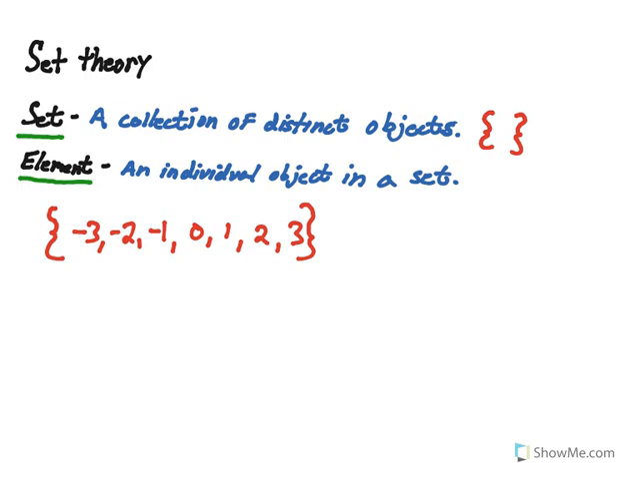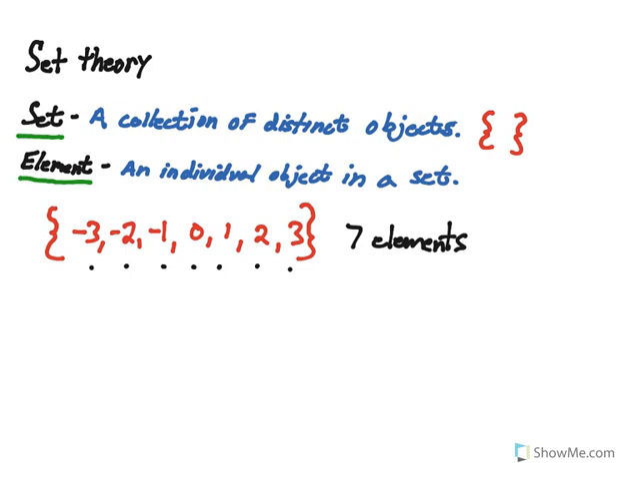And if we look inside this set of braces, right, and within this collection of integers, we have, if you count them, we have 1, 2, 3, 4, 5, 6, 7. So here we have 7 elements that make up this set, okay? So every individual number in this set is an individual element, okay?